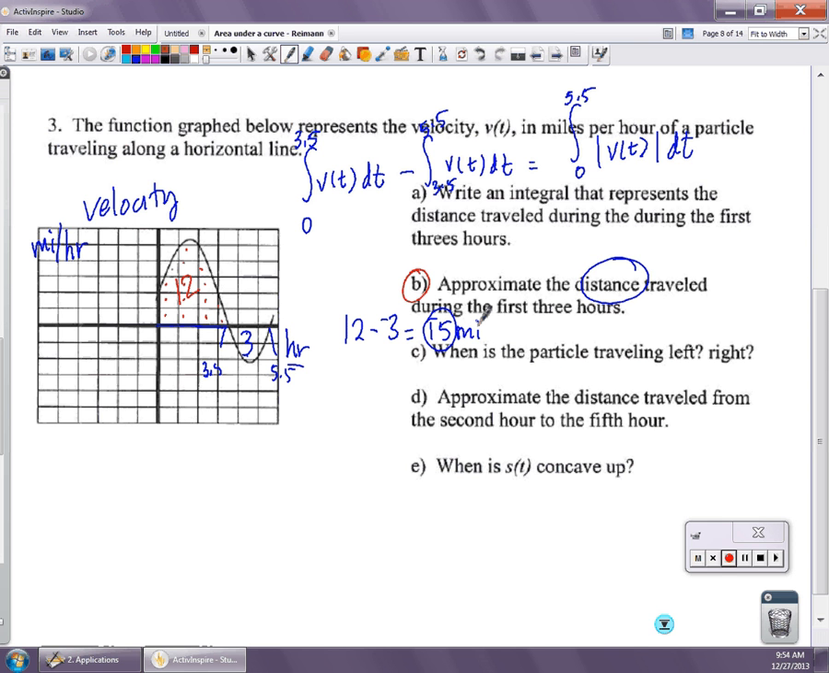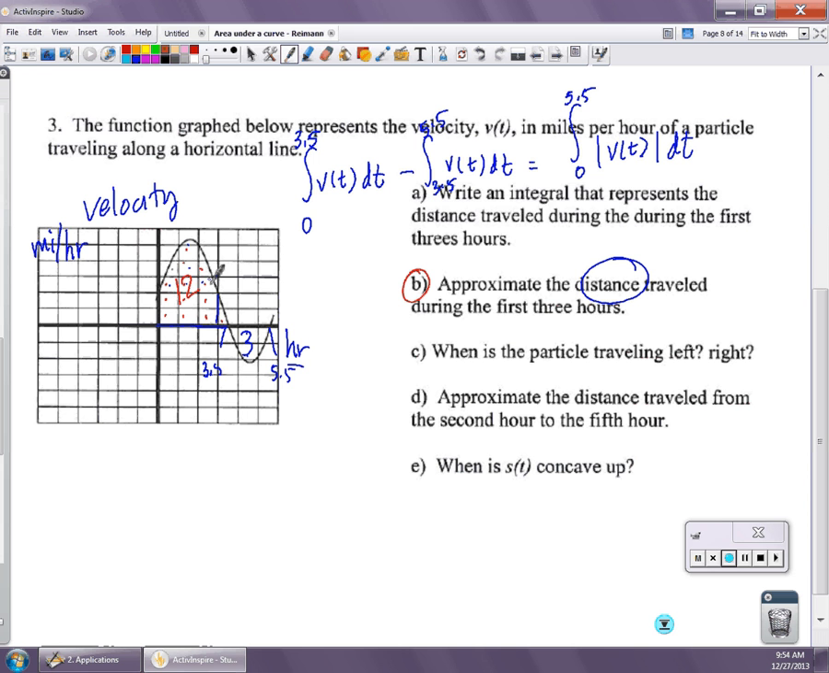Oh, actually, I didn't read the question. First 3 hours, let's back that up. I did the whole thing. So during the first 3 hours, 1, 2, 3, it stops here. So 1, 2, 3, 4, 5, 6, 7, 8, 9, 10, 11.